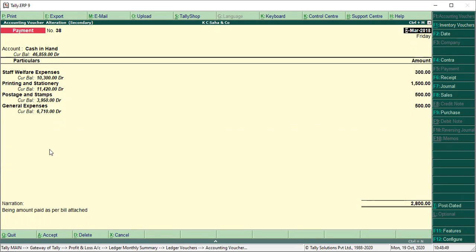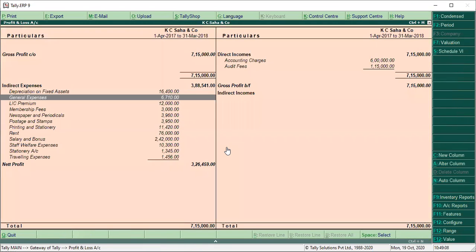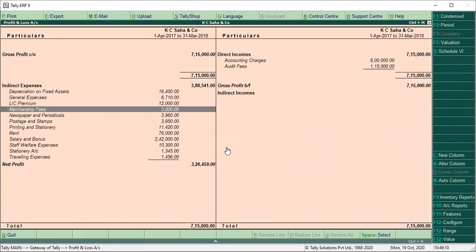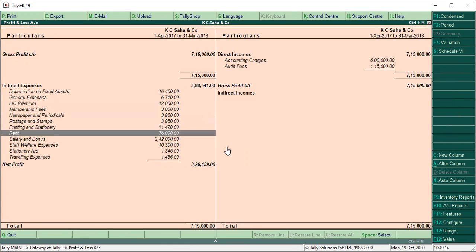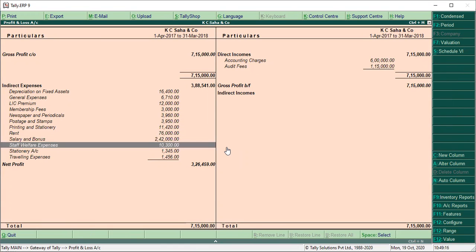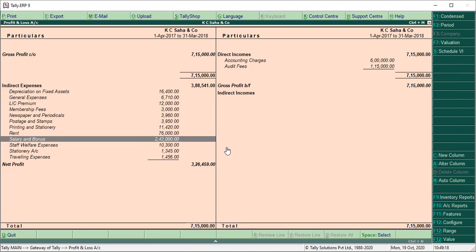And the last one is March month. Same, amount paid as per the bill attached. That means we have seen the staff welfare, printing and stationery, postage and stamp, and general expenses. All entries were correct. There is no requirement to change anything. All entries were right only. So you can write over here, that is for the journal expenses, printing and stationery, postage and stamp, and the staff welfare, all were correct. No need to change anything.